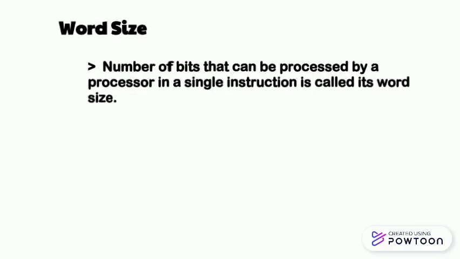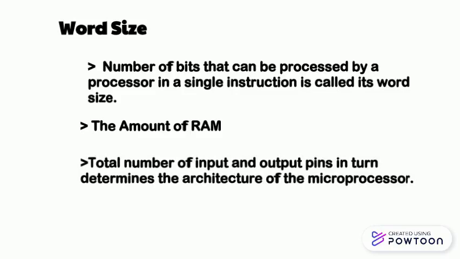Let's go to the word size. The number of bits that can be processed by a processor in a single instruction is called word size. And also the amount of RAM. You say the amount of RAM, it's like 32 bits and 16 bits. It is a total number of input-output pins, which in turn determines the architecture of the microprocessor.